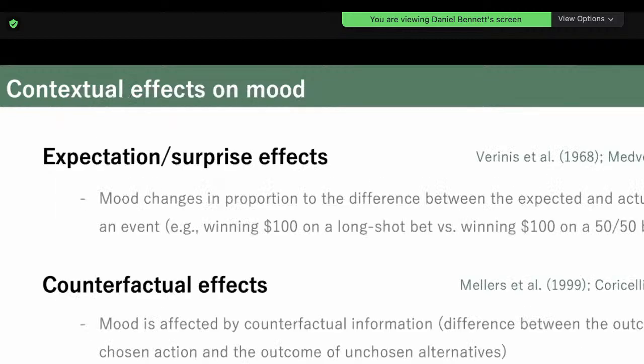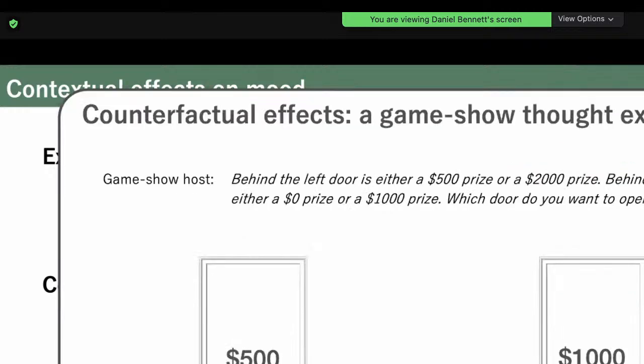Okay, so these are the three effects. Can I just go back to the previous example? If you switch it into a punishment, so you have to pay some amount of dollars. Yeah, exactly. So does it work similarly? Let's work it out. The idea would be that behind the left door, either you lose $500 or you lose $2,000. Behind the right door, either you lose $0 or you lose $1,000.